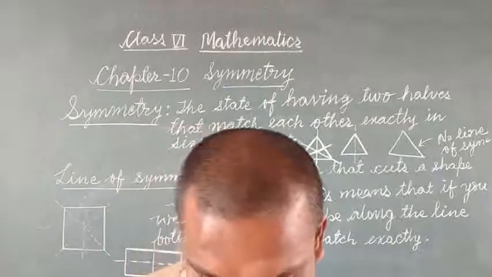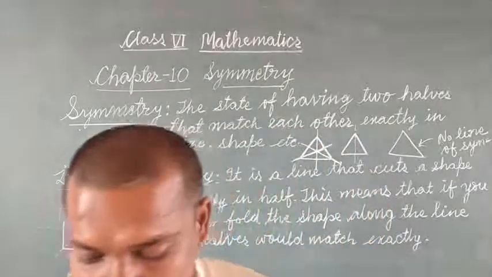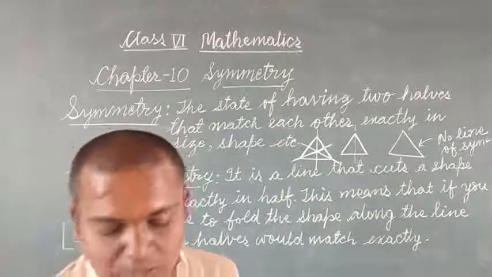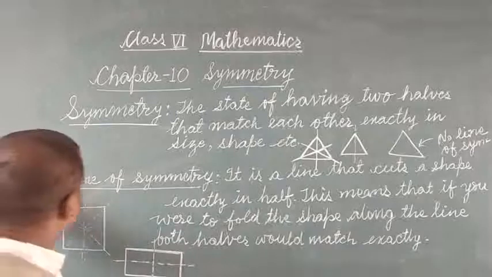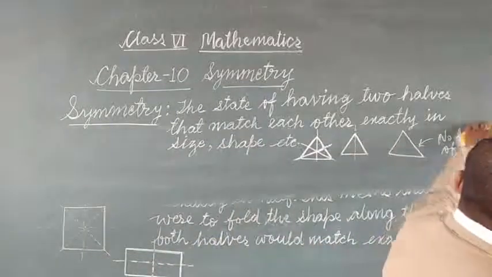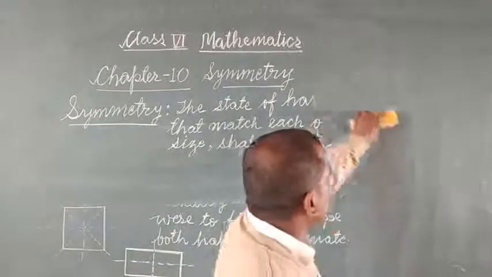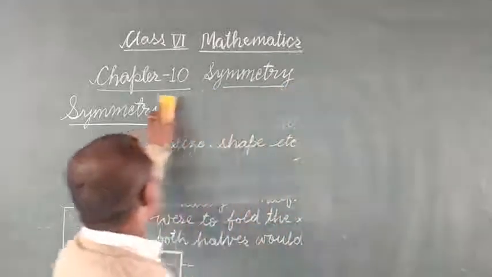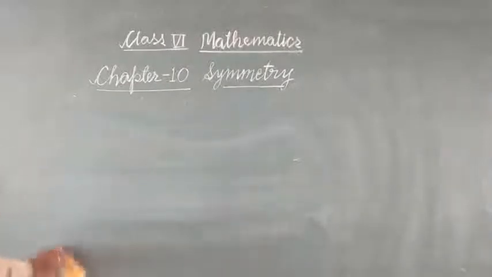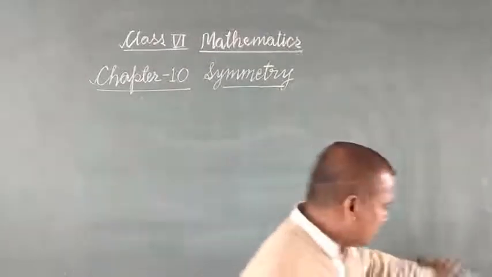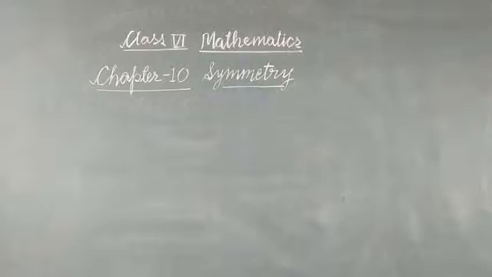Now you will see some figures in which we have a line of symmetry or not, and try to understand. In different geometrical figures, the number of lines of symmetry is different. You can also find lines of symmetry in alphabets. How many lines of symmetry the alphabets have, you can also learn.